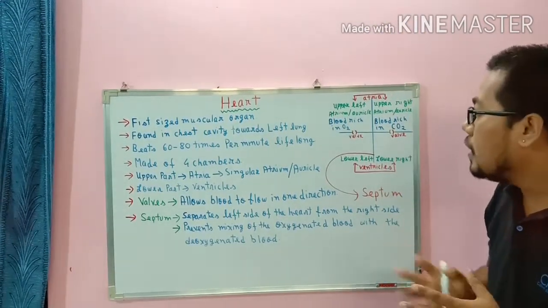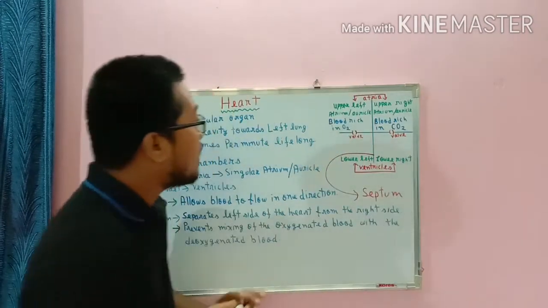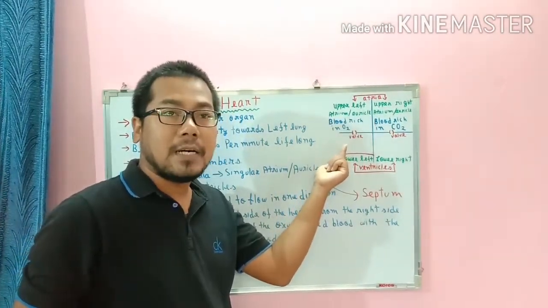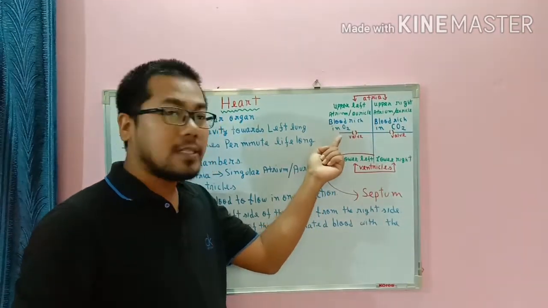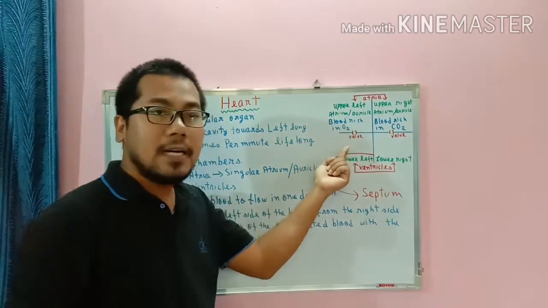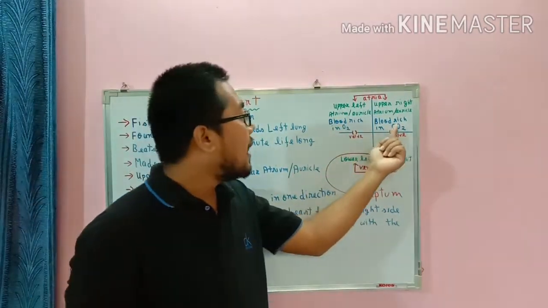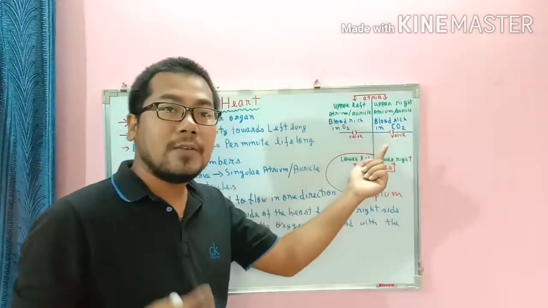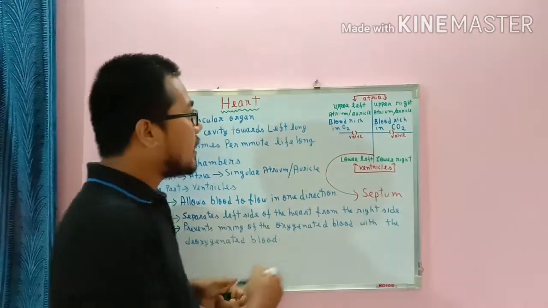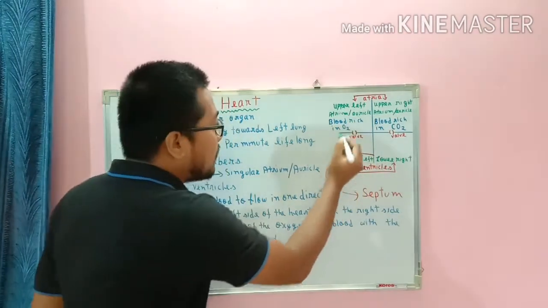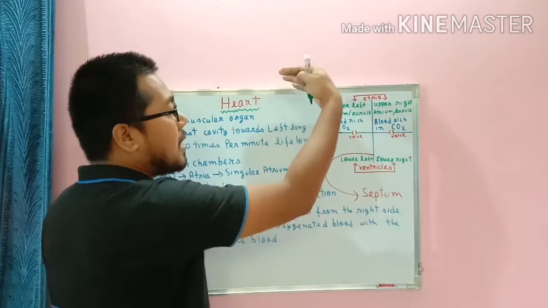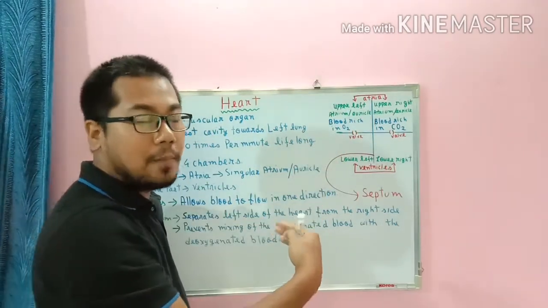Now see. In the left part of the heart, the blood which is rich in oxygen flows. And the blood which is rich in carbon dioxide flows in the right side of the heart. Now can you see in the heart there is a partition. This blue line is the partition which separates the upper part from the lower part.